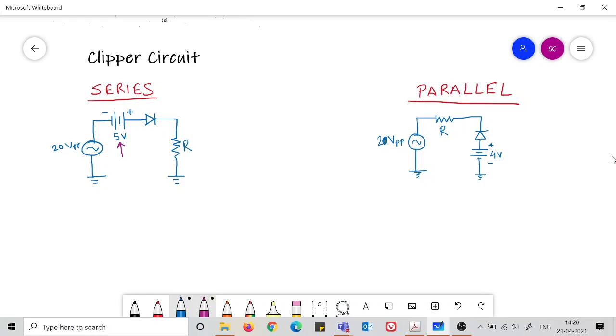So with this idea of the clipper circuit, we try to analyze two different types of clipper circuits. First is the series one, which is like this, and this is an additional DC battery. You will often see in diode circuits that along with AC, a DC source is also present. So how to analyze these things? First, we are again going back to the basic principles. We will always start from the basic principles of analyzing a diode circuit.